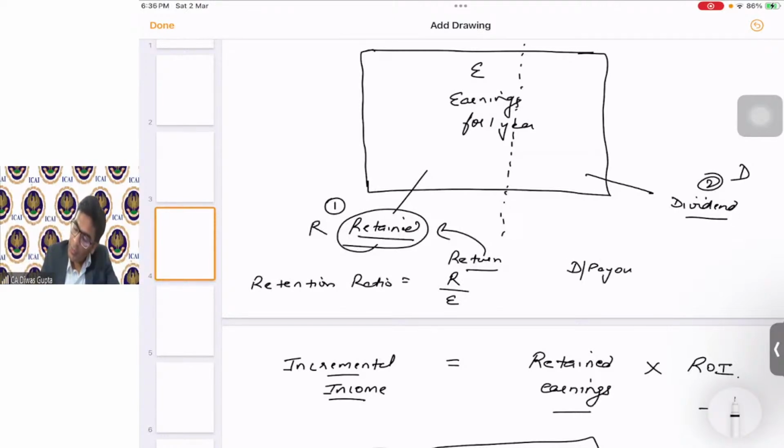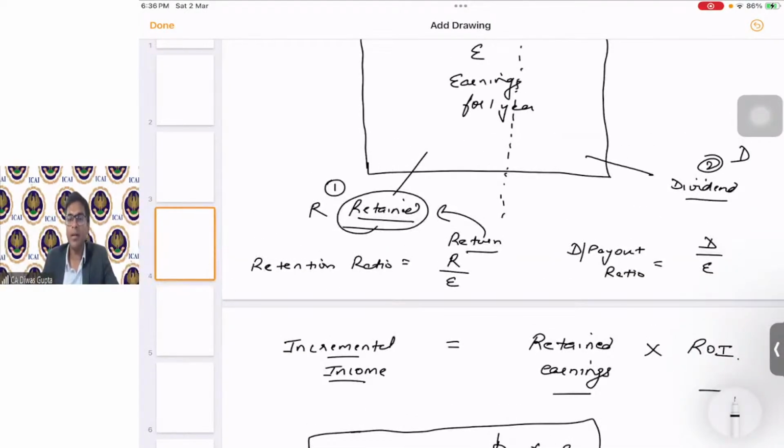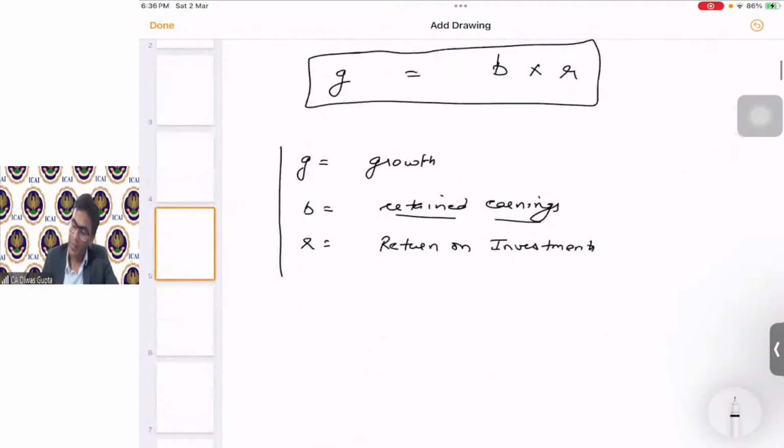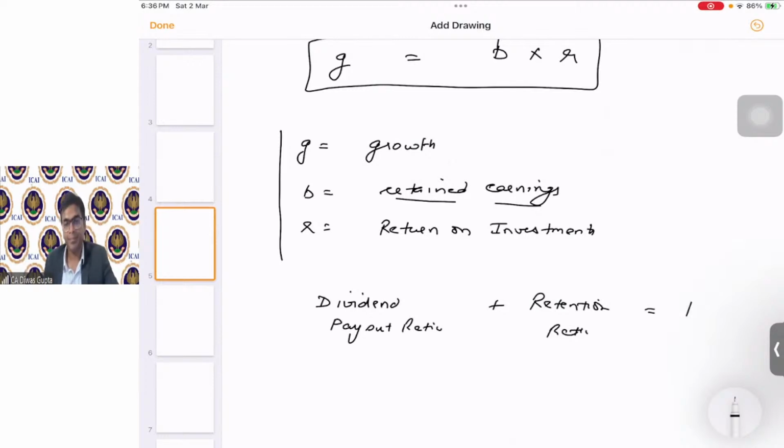Dividend payout ratio will be equal to dividend divided by earnings. Okay. Dividend payout ratio will be dividend divided by earnings. And hence dividend payout ratio plus retention ratio will be 1. Correct?